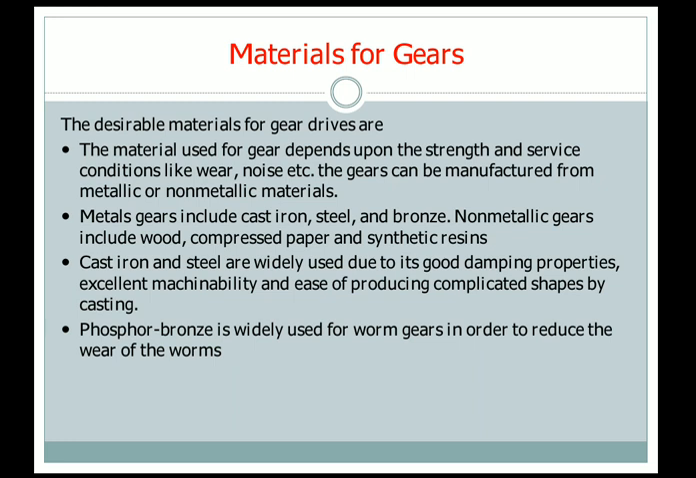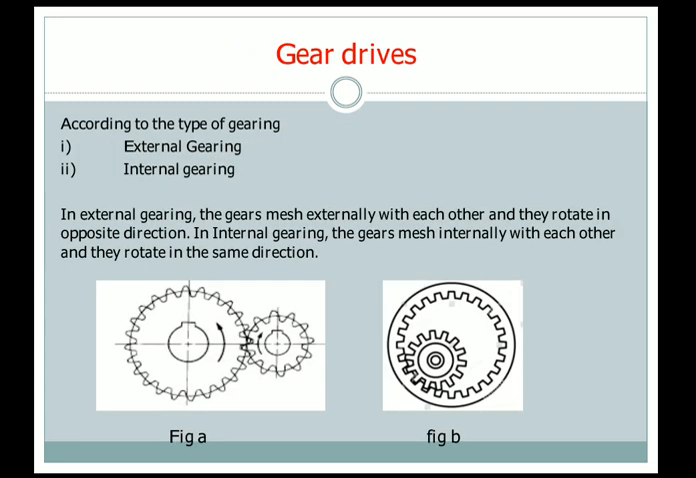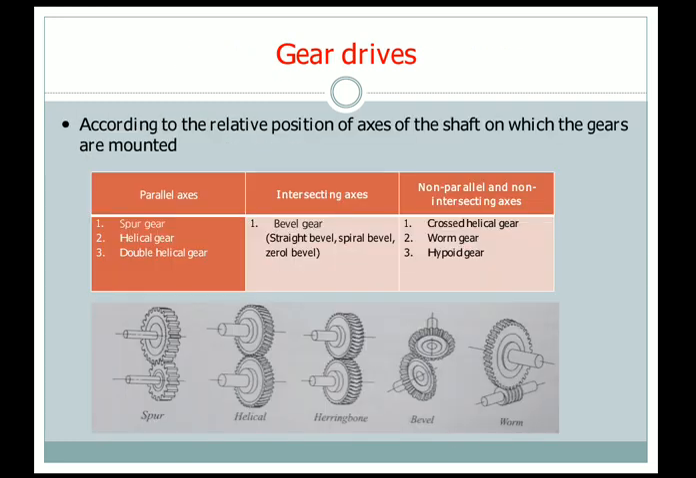Next is phosphor bronze. It is widely used for worm gears in order to reduce the wear of the worms. Here in the last type we can see that there is a worm gear. The gear which is present below is known as the worm, and the gear above is the worm gear. The name worm is given because the bottom gear looks like a worm. That is why they have given the name worm gear.